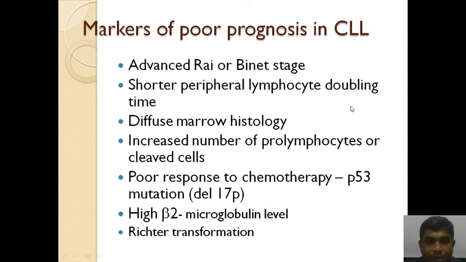So there are different markers of prognosis, including advanced stages and a shorter peripheral lymphocyte doubling time, diffuse marrow involvement, and presence of chromosomal abnormalities like deletion 17p and p53 mutations, which make the patient respond poorly to chemoimmunotherapy, and presence of Richter transformation, meaning CLL has evolved into a large B-cell lymphoma. So all these are markers of poor prognosis.